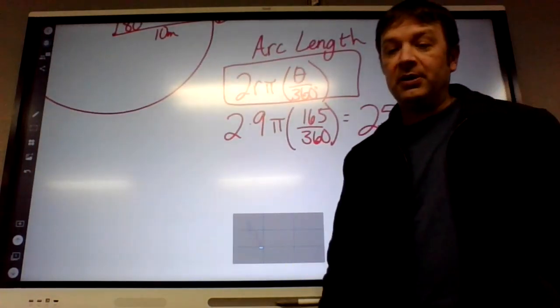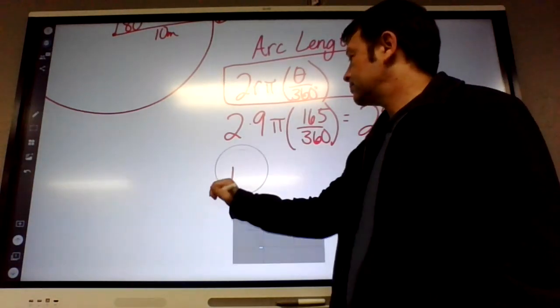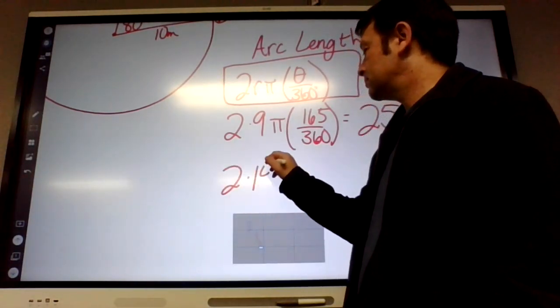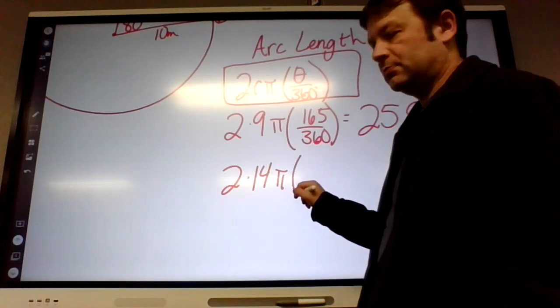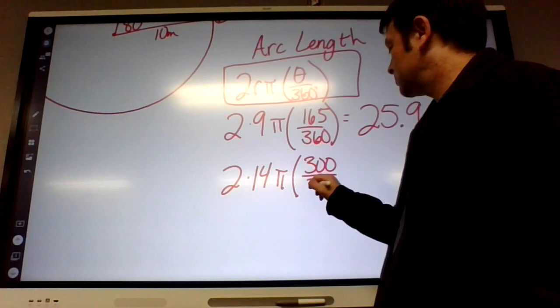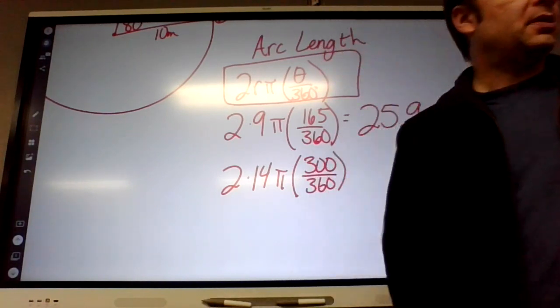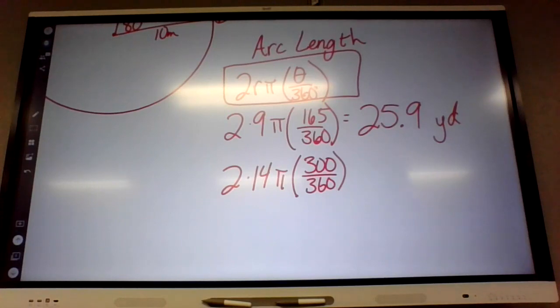So, on number 3, what do we need to do? 2 1/4 pi parentheses 300 over 360. Jaden, did you get the last one to work? Yeah. Okay. This is really, really hard.